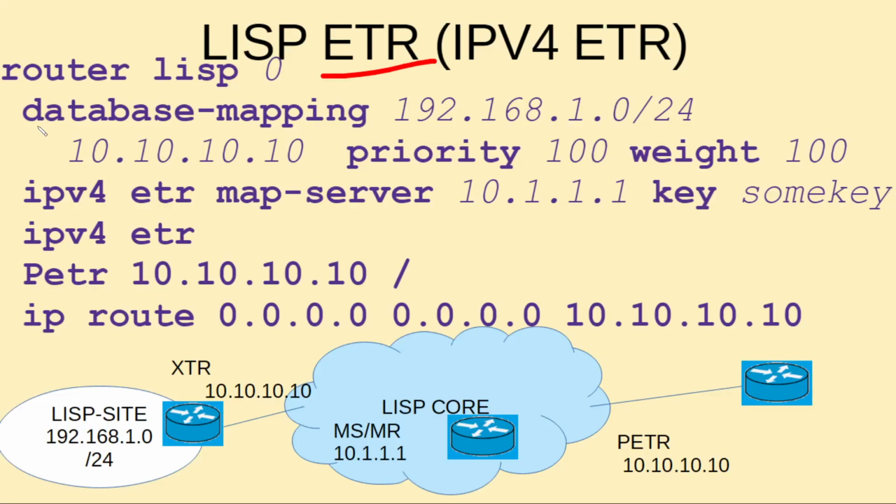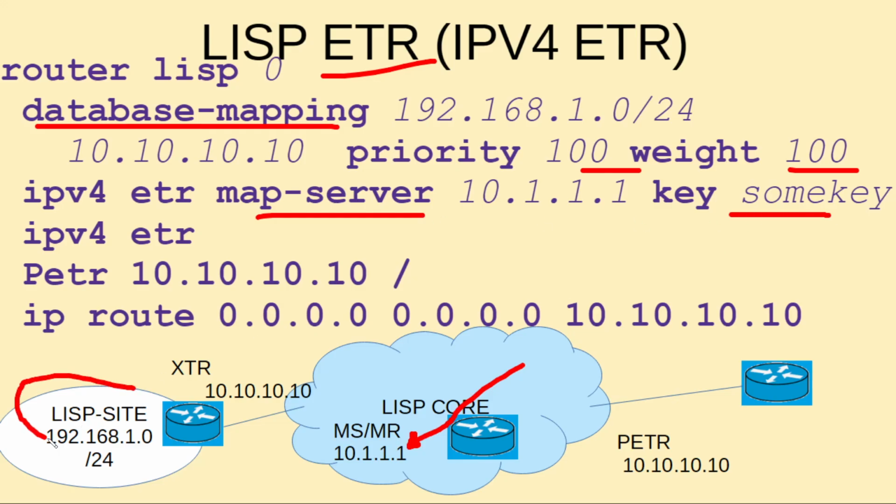This is the configuration for an ETR. We are going to use the command database-mapping in order to map an EID to an RLOC. We are going to provide each combination with a priority and weight. Then we are going to configure the IP address of the map server using a key. Each site has a key that provides some level of security. Then we are going to enable the ETR role, and then we can use either of these two commands in order to provide the ETR with an exit point to send traffic out of the LISP domain.